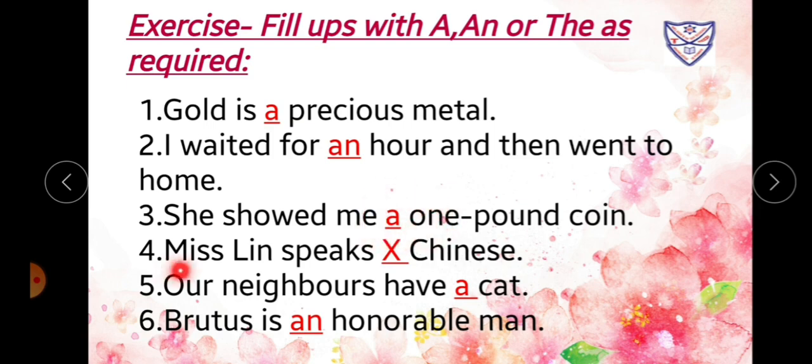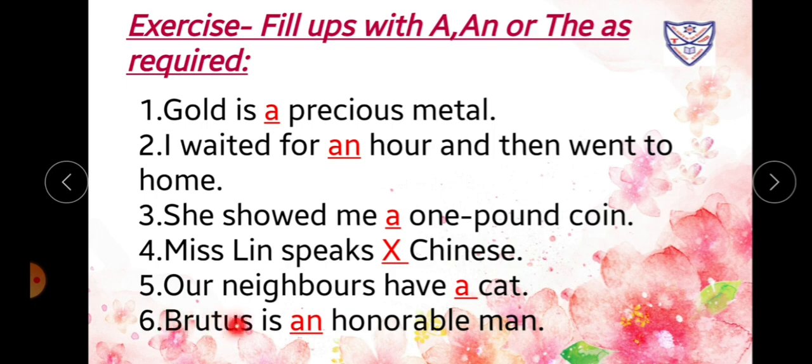Fourth one, Miss Lin speaks Chinese. Now, in this sentence, as per the omission of the article, we do not use any articles before the language. Therefore, here we will not use any article. Fifth one, our neighbors have a cat. Over here, cat, we can see it is a consonant sound, that is of C. So, we will use A as an article before it.